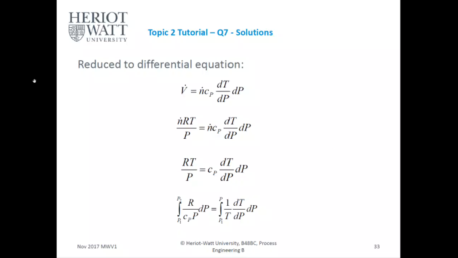So this can be reduced to the volumetric flow rate equals n Cp dT over dP with respect to change in pressure. And we know V equals nRT over P. So nRT over P equals n Cp dT over dP, and RT over P equals Cp dT over dP. So if you integrate that equation, you get R over Cp multiplied by dP over P equals 1 over T dT.